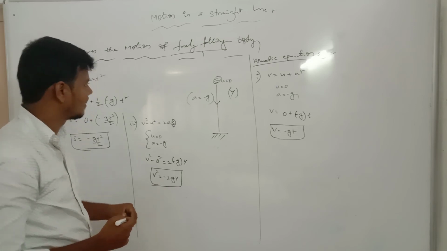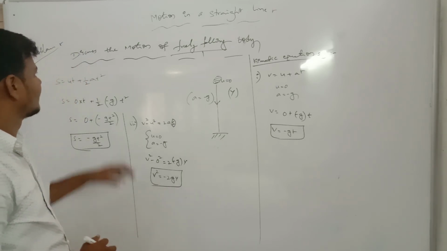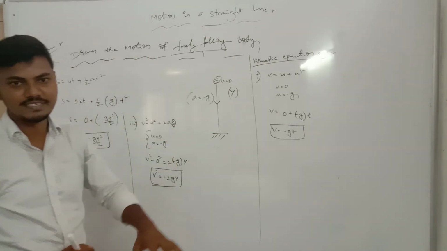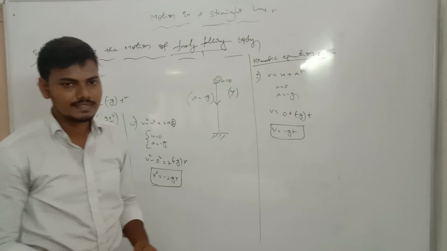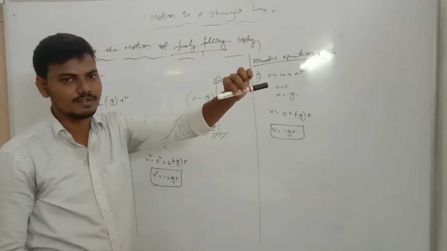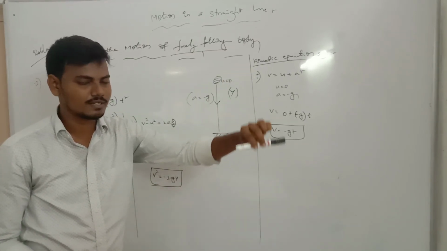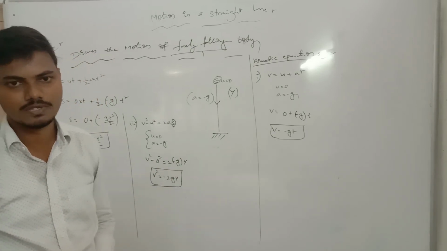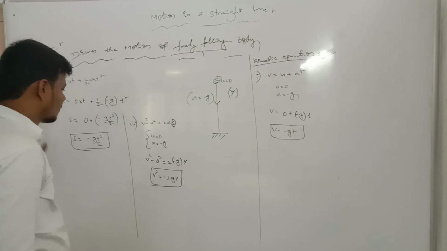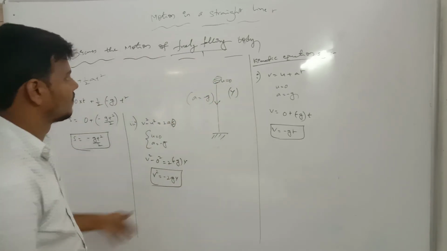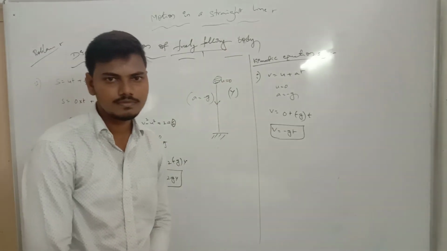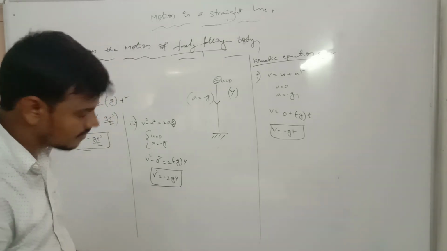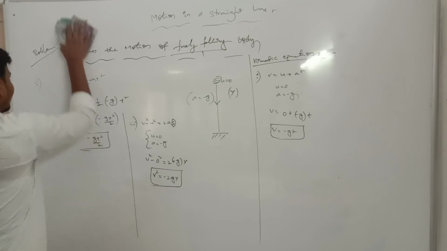Okay, now this is the third problem. Discuss the motion of a freely falling body. Freely falling means uniformly changing position. Uniformly means this is the first position, this is the constant position. When an object is dropped in the downward direction, the initial velocity u is equal to 0. Now this is the constant representation of all freely falling bodies. Clear? Okay. Now the next statement.